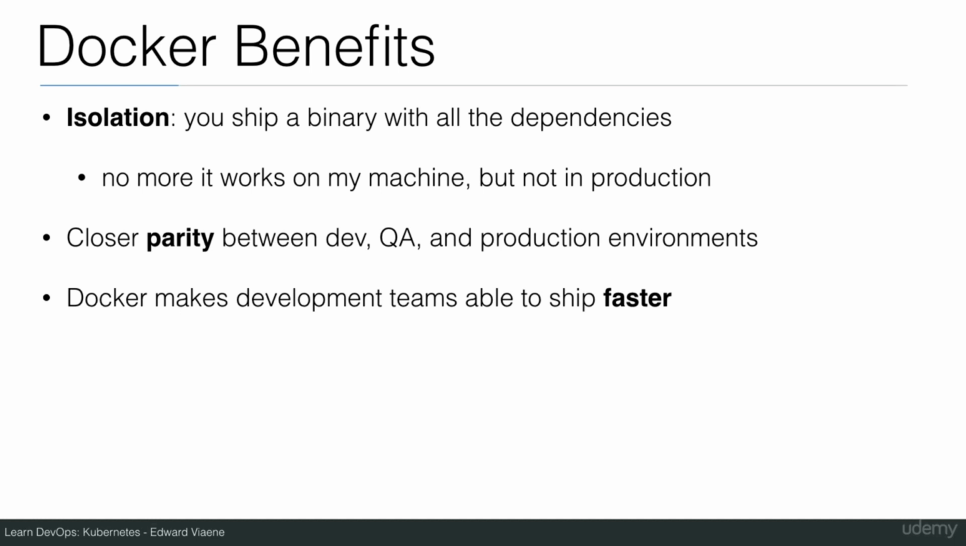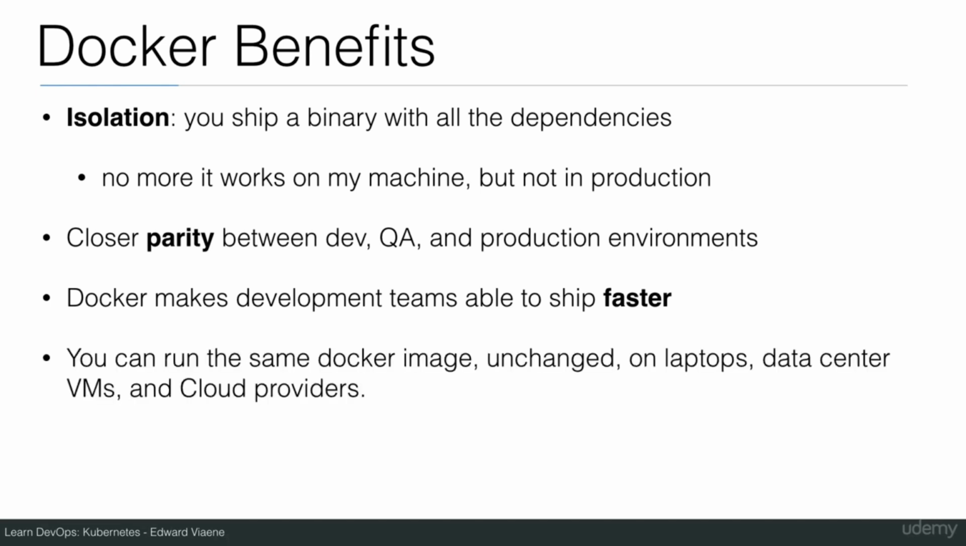We can build images pretty quickly. You can then distribute them pretty easily using Docker Hub or another registry, and then your servers can start pulling those images. This would be a lot more cumbersome with virtual machine images than with container images. You can run the same Docker image unchanged on laptops, data center VMs, and cloud providers. So you can have the same image that you run on-premise and in the cloud, and it should act exactly the same.